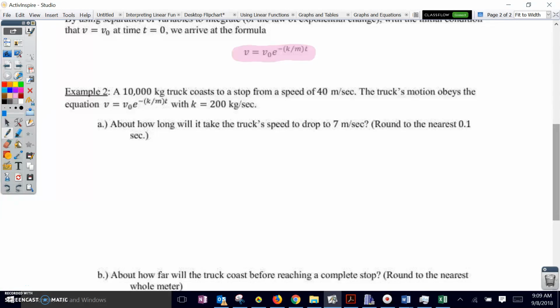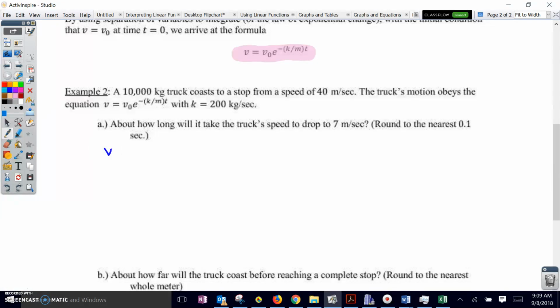In example 2, we have a 10,000 kilogram truck that's coasting to a stop from a speed of 40 meters per second. The truck's motion obeys this equation, so it does have resistance proportional to its velocity, where k is equal to 200 kilograms per second. Our first question: about how long will it take the truck's speed to drop to 7 meters per second? So we're going to set up the model.